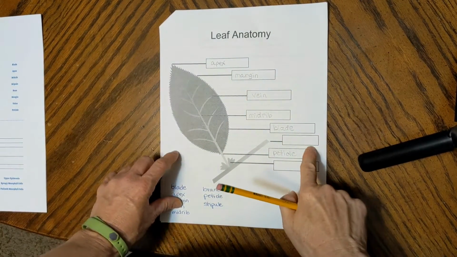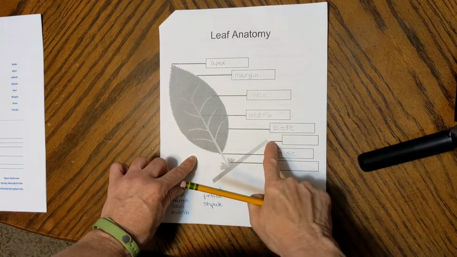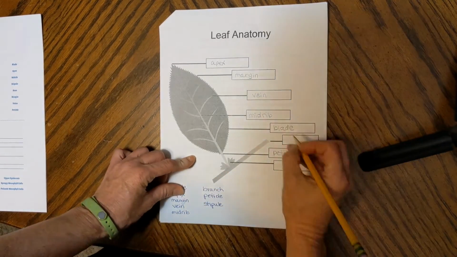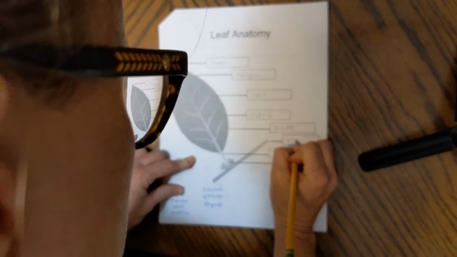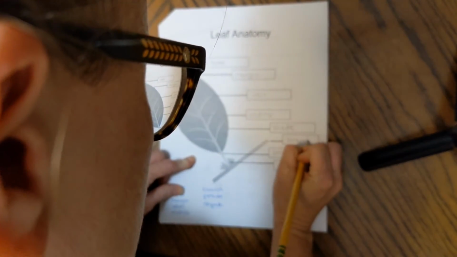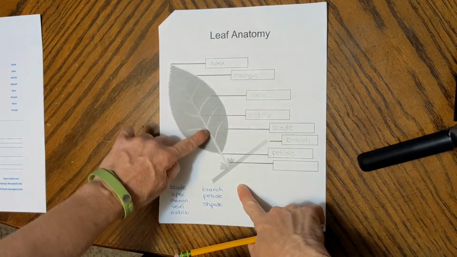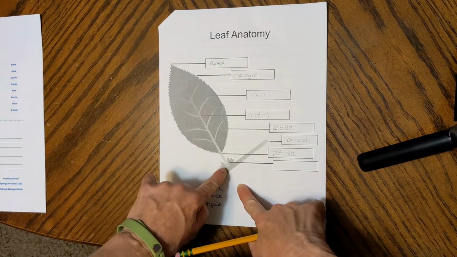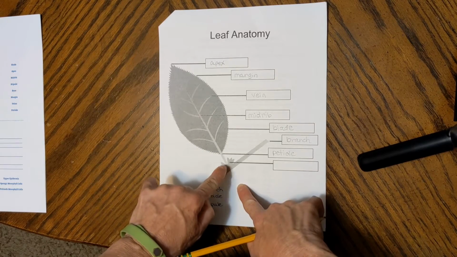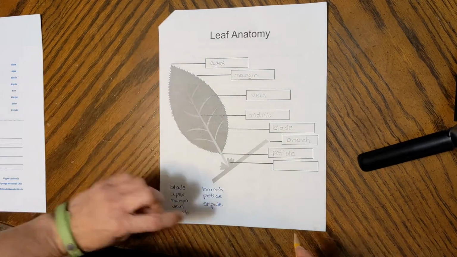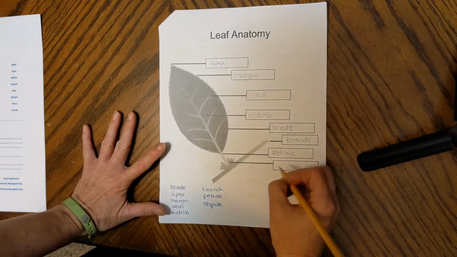It looks like I skipped a box. Sorry, I went out of order. This right here is pointing to the branch. And then down here, where the petiole connects to the branch, there might be something that looks kind of like teeny tiny leaves, and those are called the stipules.